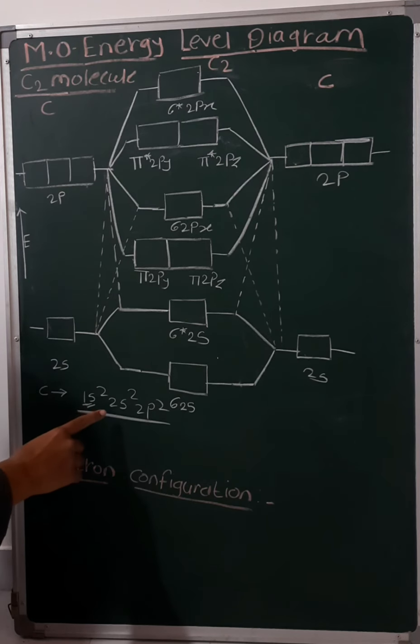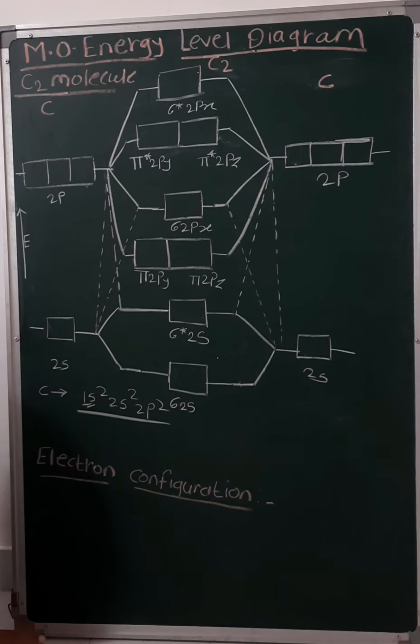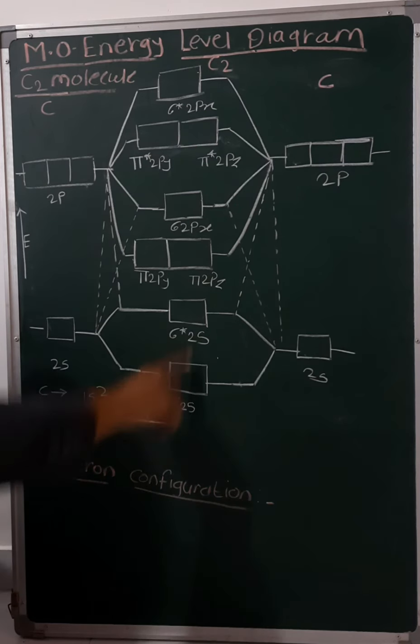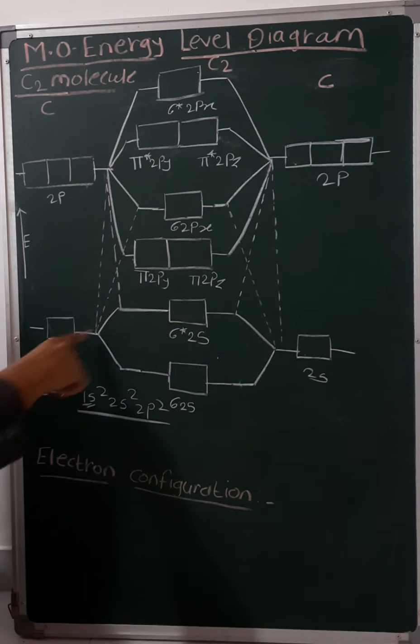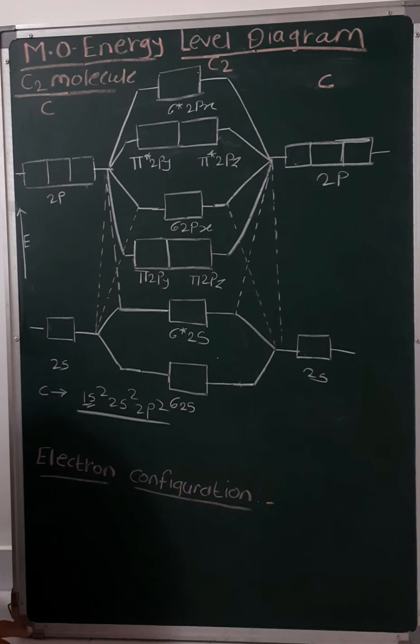That means a total of 2 2s orbitals and 6 2p orbitals are involved in the formation of the carbon molecule. That means a total of 8 orbitals are involved. 8 atomic orbitals result in the formation of 8 molecular orbitals. There are a total of 8 atomic orbitals involved in the formation of the carbon molecule.